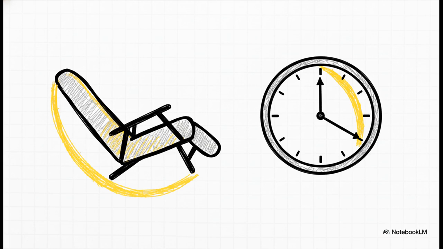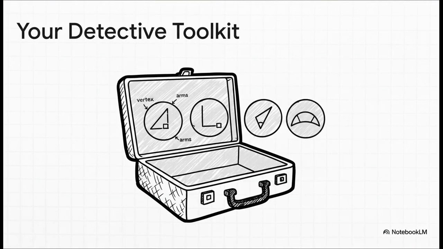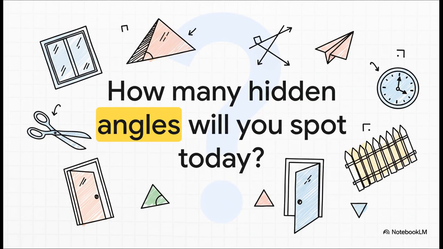You're spotting obtuse angles. So let's just recap what's in your new detective toolkit. You know every angle has a vertex and 2 arms, and you know the 3 main types: Right angles are exactly 90 degrees, acute angles are the small ones, and obtuse angles are the big ones. That's the core of it all. And that really brings us to the end. You've done it. You've cracked the angle code.